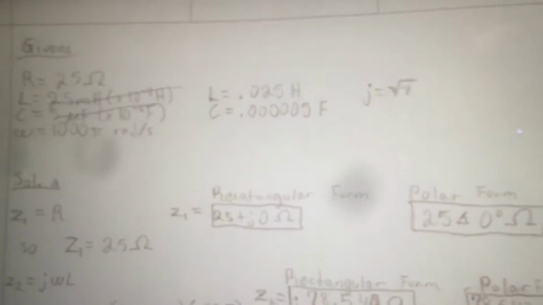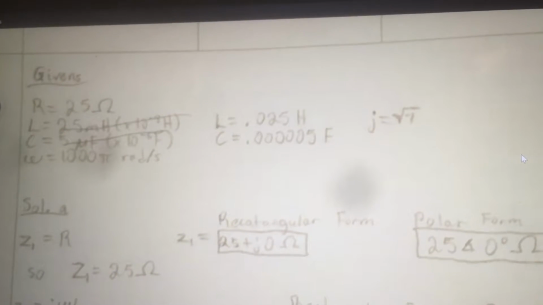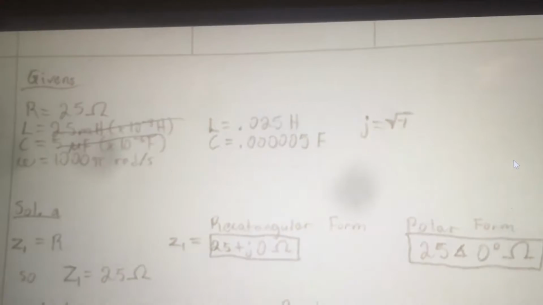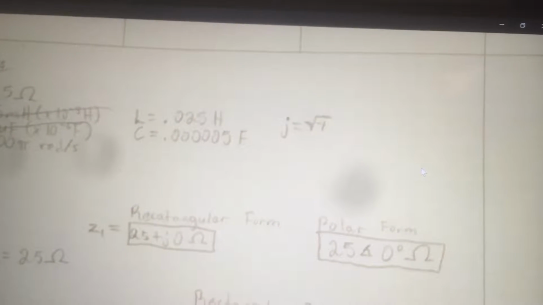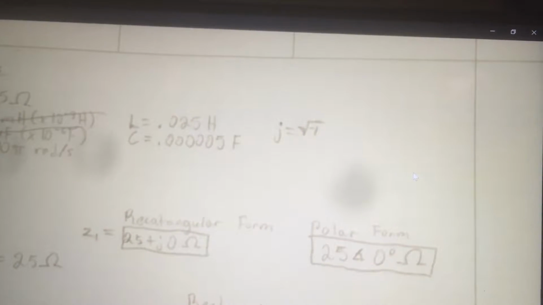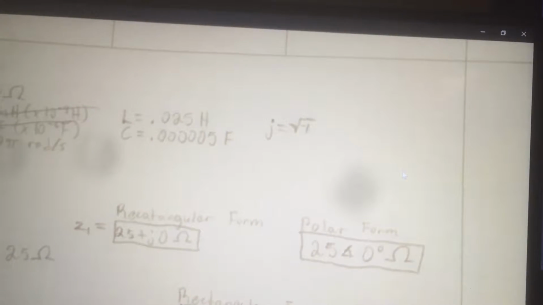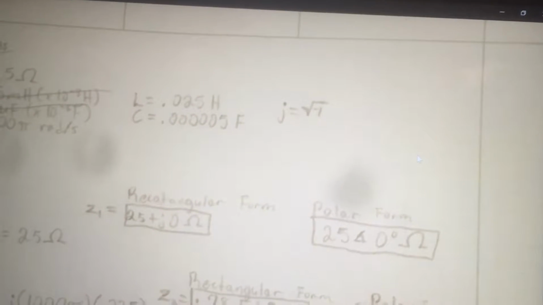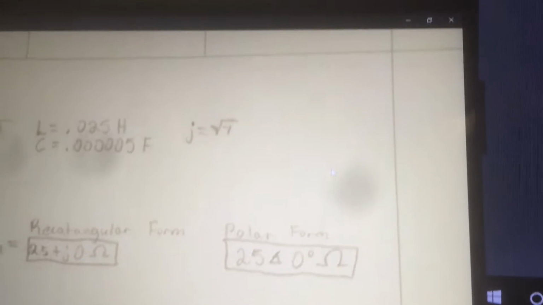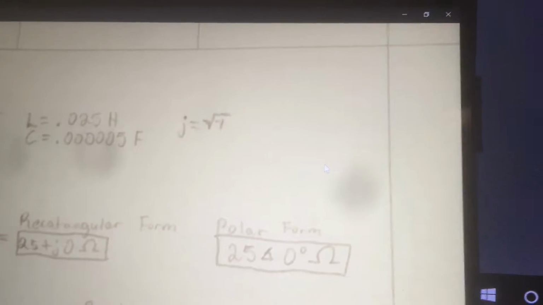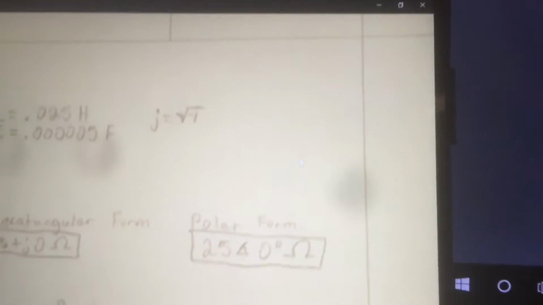As you can see, for solution A, Z1 is equal to R. So therefore, Z1 is equal to 25 ohms. Z1 is equal to 25 plus J times 0 ohms in rectangular form. The polar form is as such, 25 angle 0 degrees, ohms.